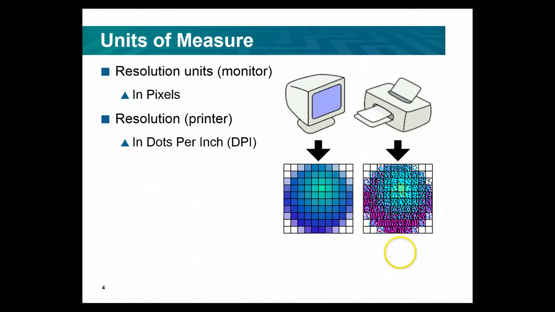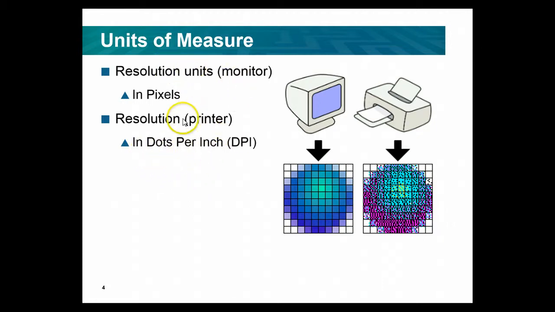Some more units of measurement that you're going to be hearing about. One is called resolution. And the resolution for a monitor is in pixels. It's typically in how many pixels the screen is in width and in height as displaying. On a printer, on the other hand, they use the term resolution as well, but it's using a resolution that's known as dots per inch.